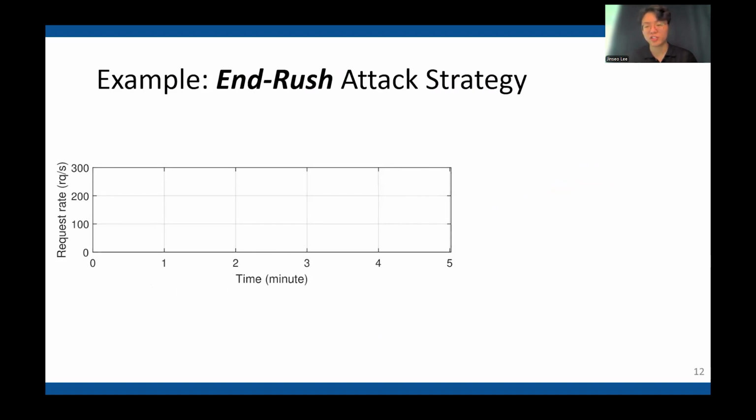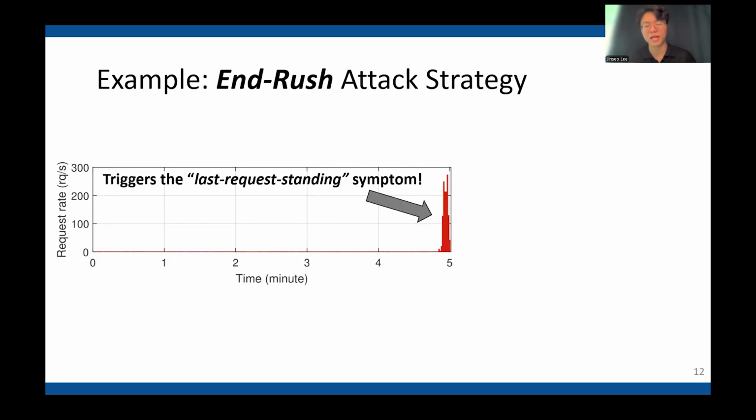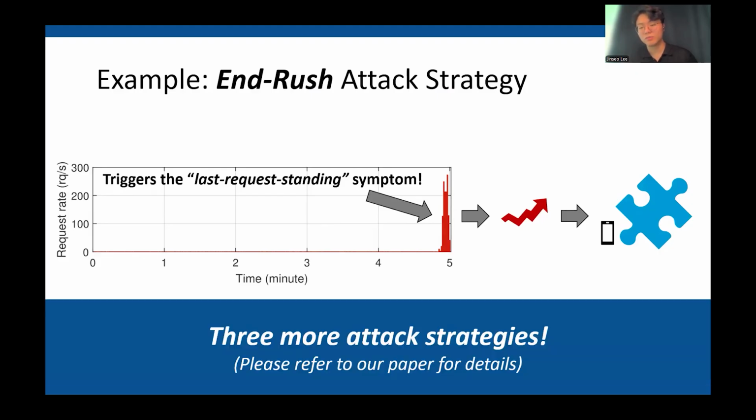With our end rush strategy, during the 5 minutes of a measurement period, the adversary just sends a few hundred requests only at the end of the period, which triggers the last request ending symptom. Therefore, the victim inflates its puzzle difficulty, and the client has to spend a lot more time to solve the puzzle. We developed 3 more strategies for OnionFlation, which can be found in our paper.